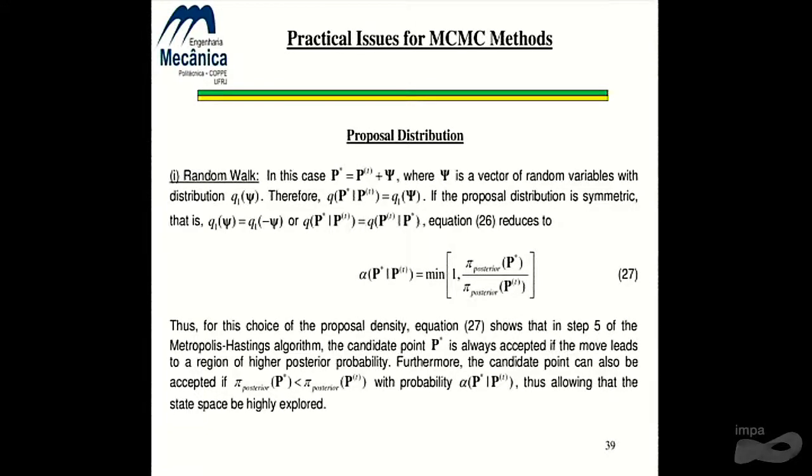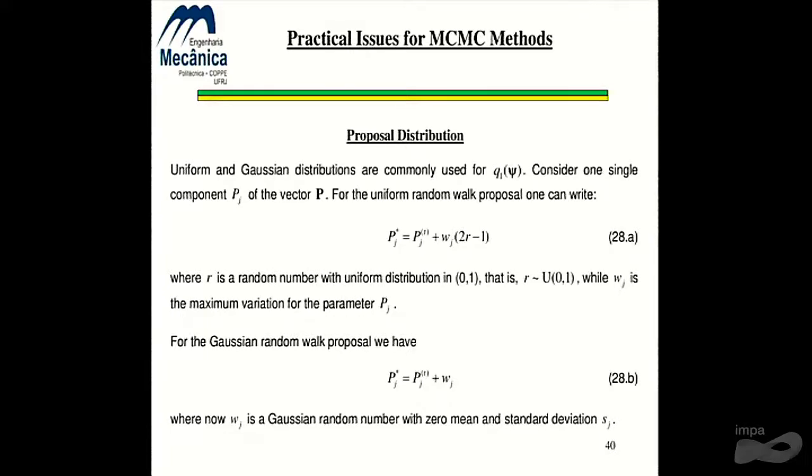And how do we prescribe Q1? How do we prescribe the probability of psi? Let's say, for example, that psi is obtained from a uniform distribution. In this case, for parameter pj, I'm writing here only for one single parameter and not for all the parameters, pj star is equal to pjt plus wj, where wj is some maximum variation in the parameter in this movement, multiplied by 2r minus 1, and r comes from a uniform distribution between 0 and 1.